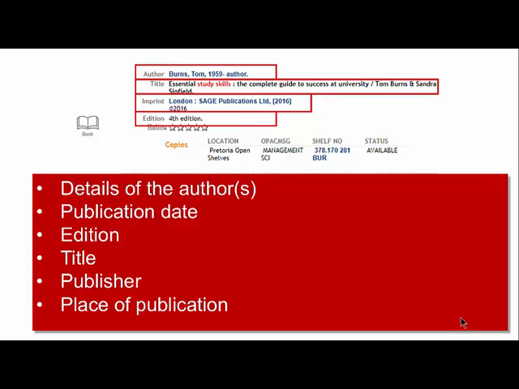The specific order in which the bibliographic fields appear varies according to the specific referencing style that is used. If the Harvard referencing style is used, then the order is the details of the author or authors, the publication date, the edition of the book, the title of the book, the publisher of the book, and lastly, the place of publication.